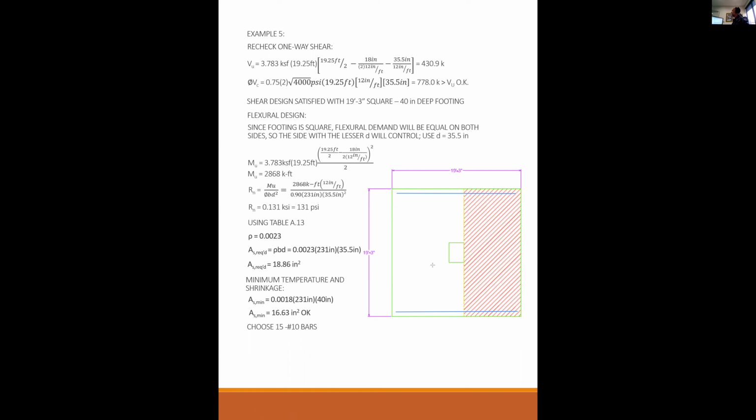19.25, 19 feet 3 inches is the same thing as 19.25 feet. Times 12 is 231 inches. 231 inches is the overall width minus 3, so minus 6 inches is 225. The center of the last bar to the center of the first bar is 225 inches. If I have 15 bars, that means I have 14 spaces. 225 divided by 14 is 16.07 inches. So there's 16 inches on center.